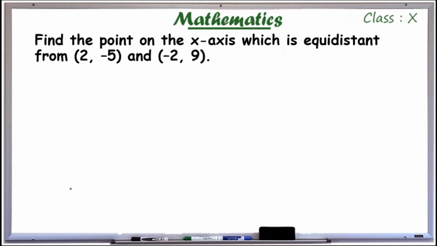So x minus y is equal to 2 is the relation between x and y. Now we have to find the point on the x-axis which is equidistant from 2, minus 5 and minus 2, 9. So we have to find the point on the x-axis.